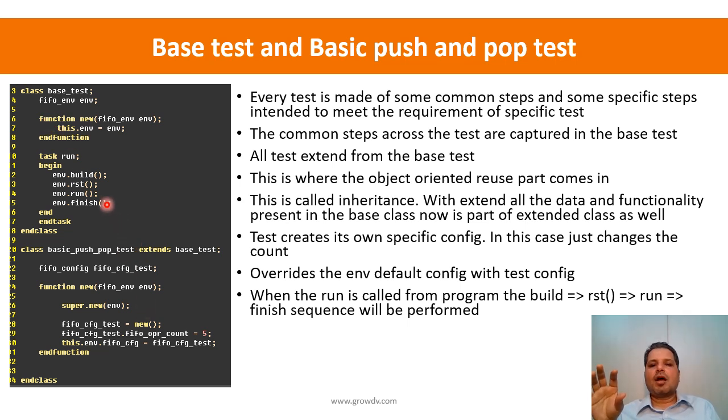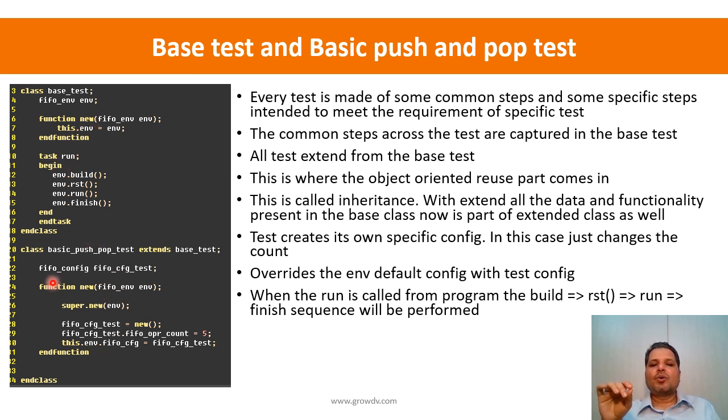Let's say when I now have to implement a specific test, such as this basic push pop test, I am saying extends base test. What this line 10 does is that whatever functionality is present in this base test now becomes a part of this basic push pop test, and this concept is called inheritance. With extends, all the data and functionality present in the base class, which is also called the parent, now becomes a part of the extended class, which is also called the child class. So it inherits everything that the parent has.